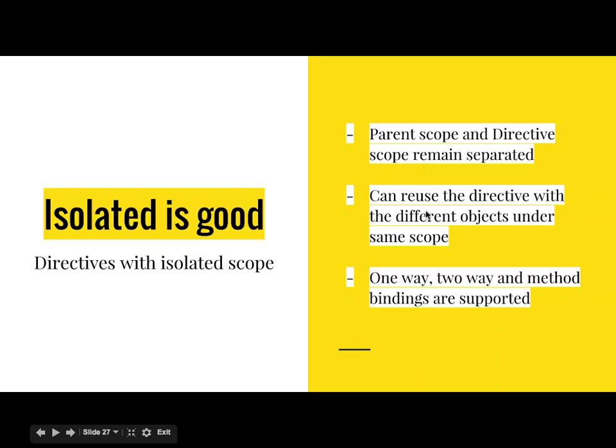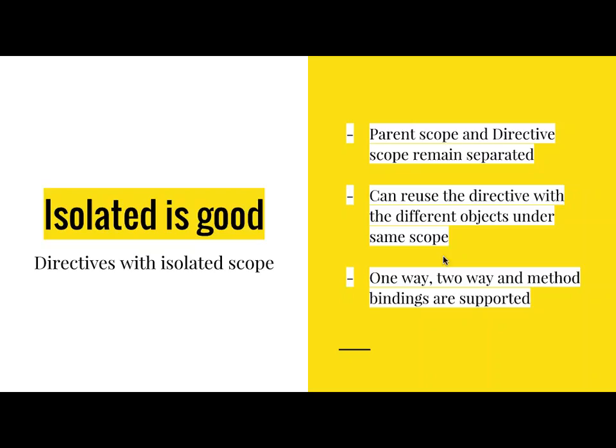So parent scope and directive scope remain separated, of course. You can reuse the directive with different objects under the same scope. Now this is important. We were using our directive with tasks, and every task object was a different object, right? Now imagine something like a user management form. The user object as a whole is coming from the server, and there's a form which is manipulating either the first name or last name, but the user is the same object. It's only the different properties, right?